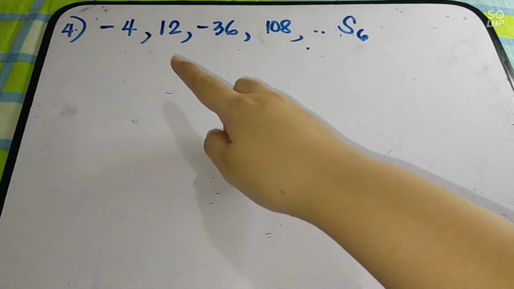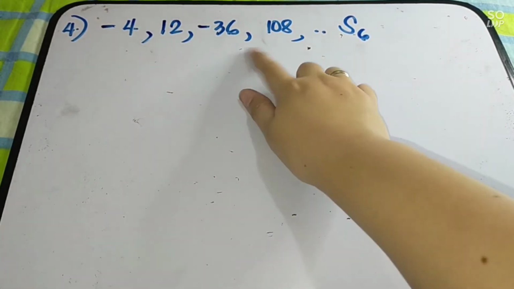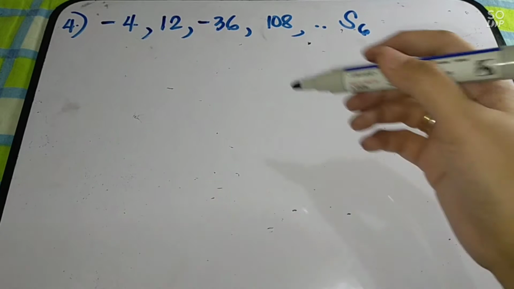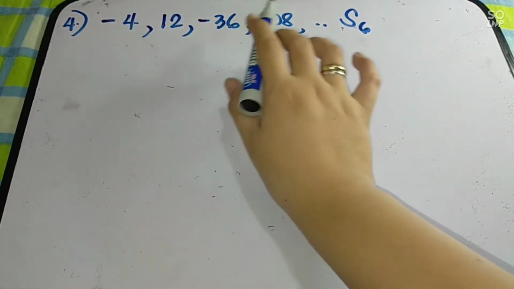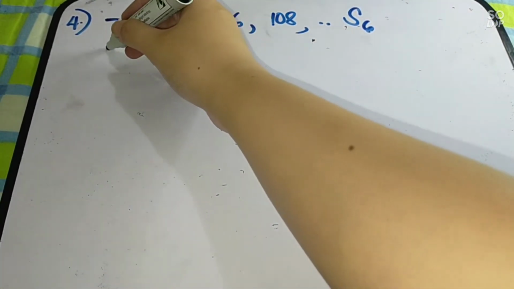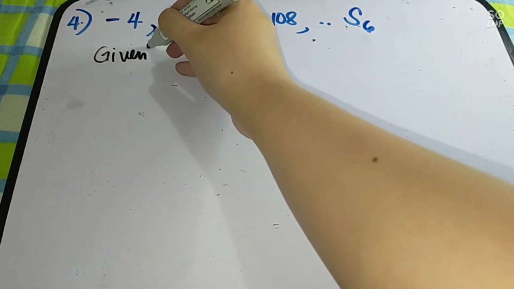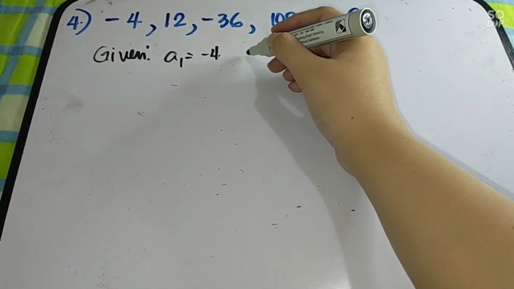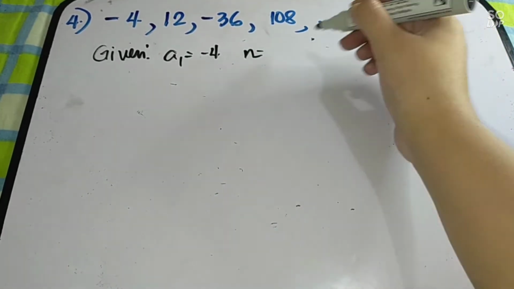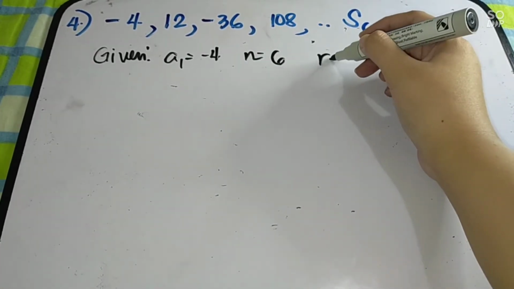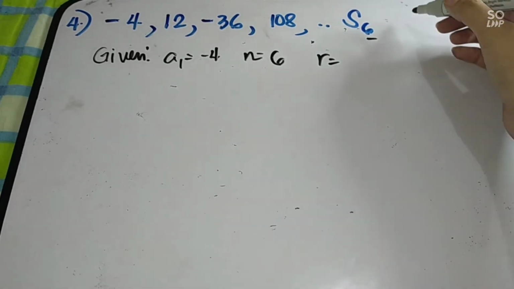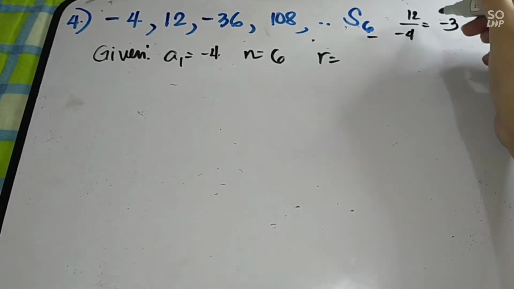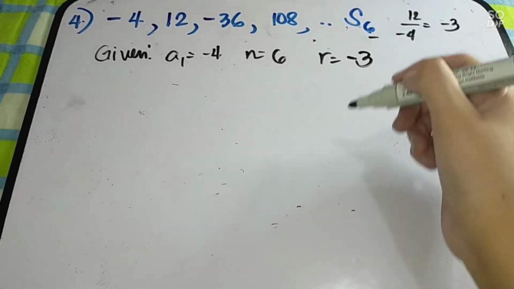So, let us have another one. Number 4. Negative 4, positive 12, negative 36, 108. Find S sub 6. So, this time, as you can see, alternate ang sign niya. So, let us have the given. So, your given, your first term, we have here negative 4. And then, the number of terms involved, we have here 6. And then, let us find for the common ratio. So, you are going to divide 12 divided by negative 4. Ang sagot dyan is negative 3. So, the common ratio is negative 3.